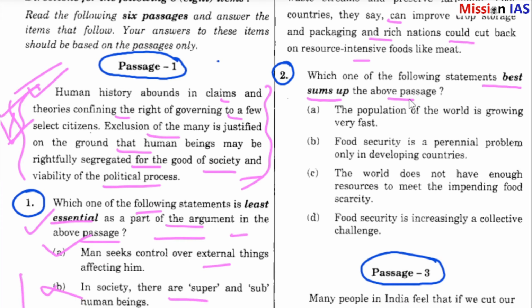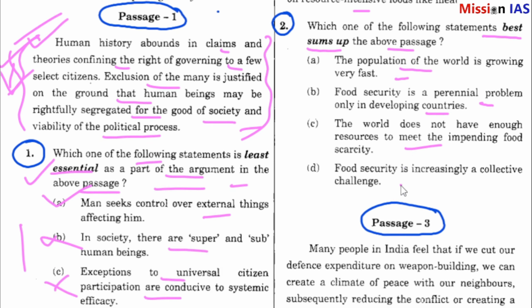like meat. So whatever I understand from this passage, the options for the best sum up are: the population of the world is growing very fast; food security is a perennial problem only in developing countries; the world does not have enough resources to meet the impending food scarcity; food scarcity is increasingly a collective challenge. So what is the answer? The best sum up is answer D: food scarcity is increasingly a collective challenge. So we can get the answer easily.